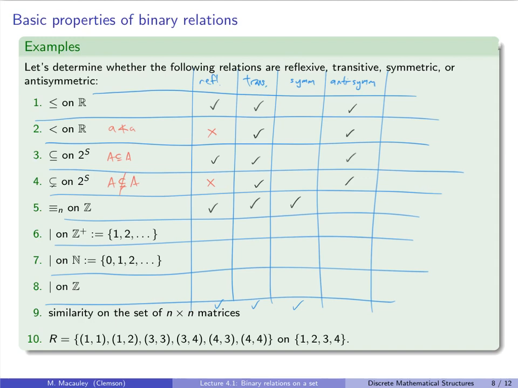And now we come to divisibility. So divisibility on the positive integers, it's not hard to see that this is reflexive. Everything divides itself. Transitive, if A divides B and B divides C, then A divides C. And antisymmetric. So if A divides B for positive integers, then B does not divide A, assuming A and B are different.